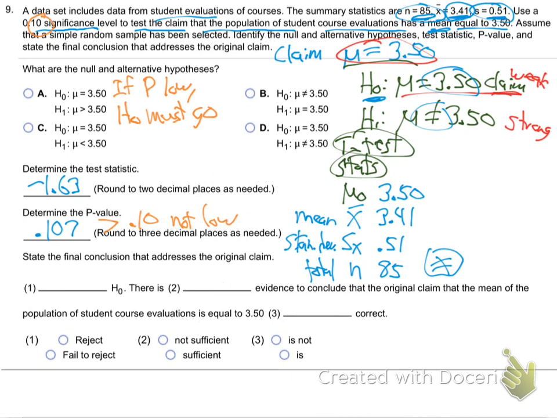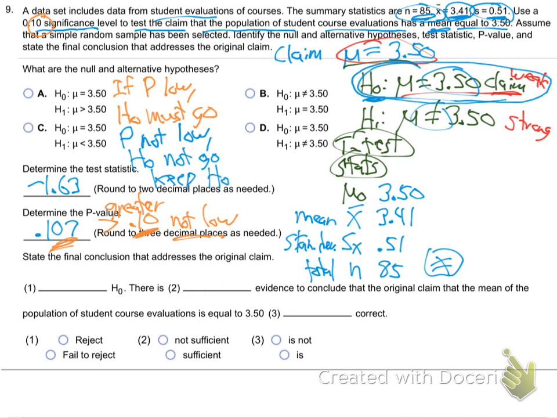So the p-value is greater, right? 0.107 is greater than 0.10. It's bigger. So this is not low. So if P is not low, then H0 does not go. We keep H0 this time. So what is our conclusion?